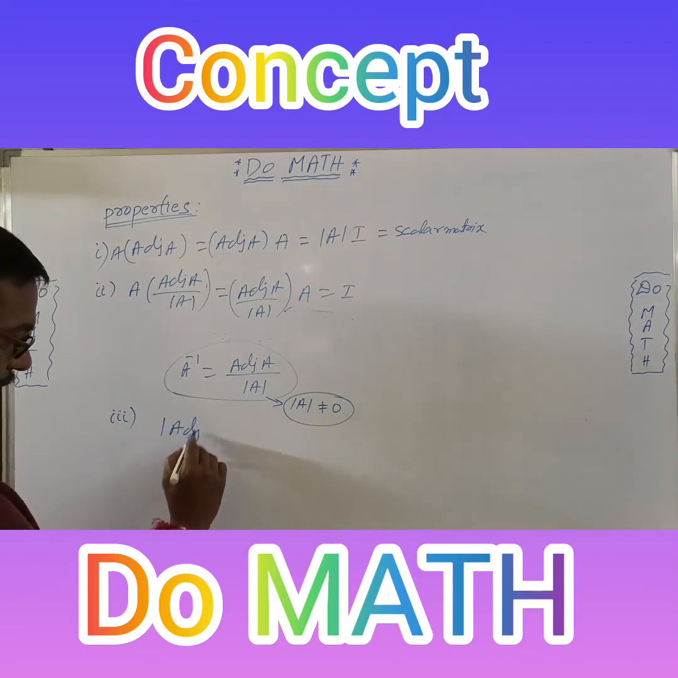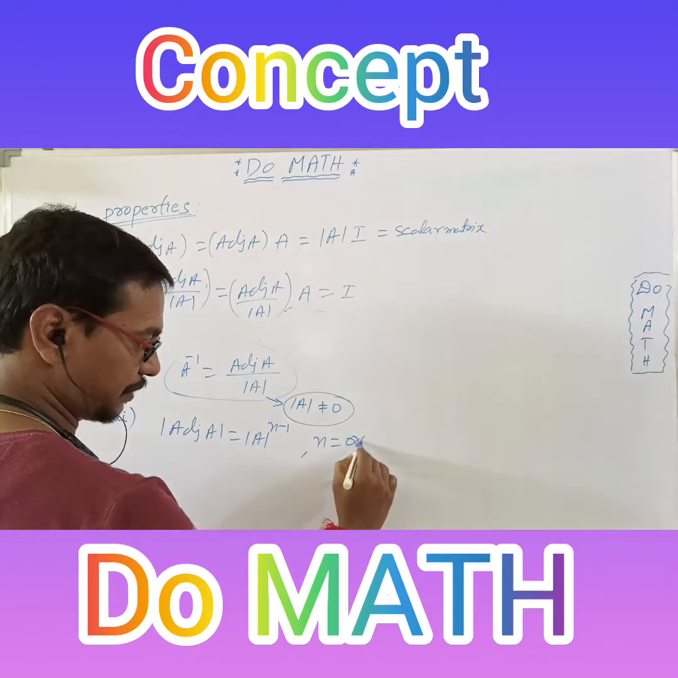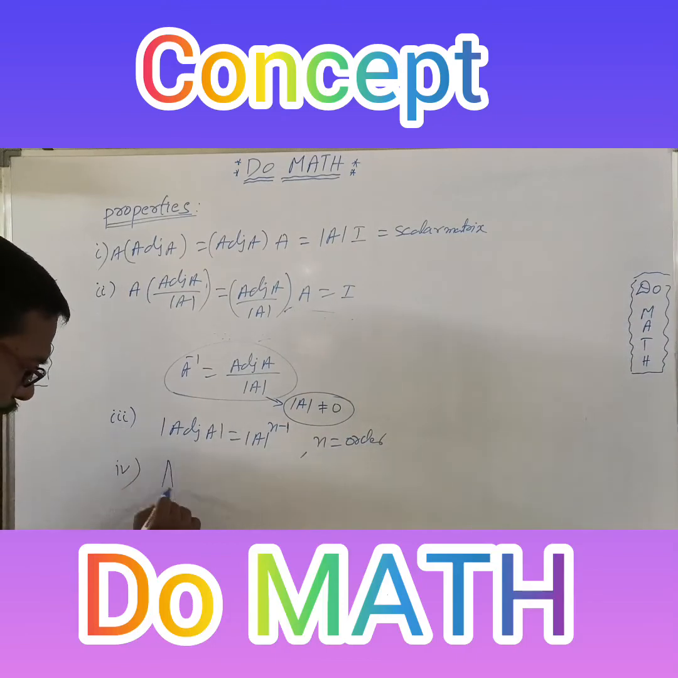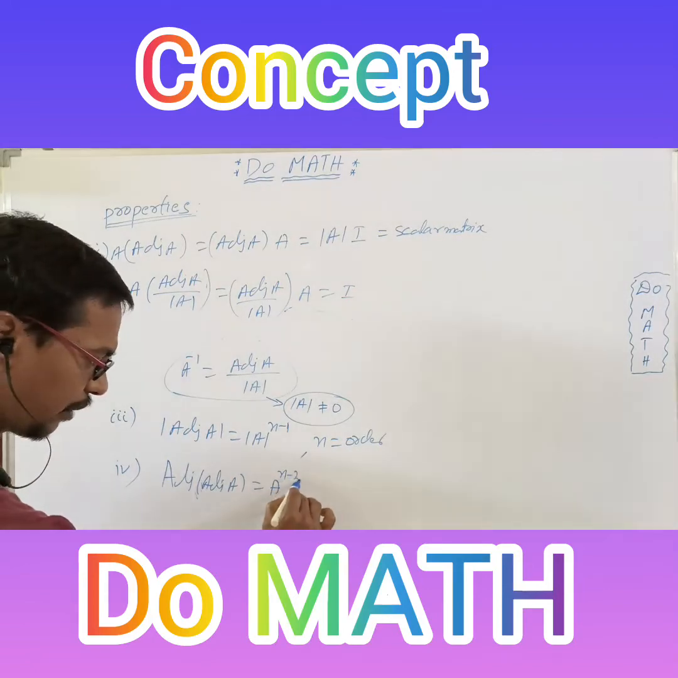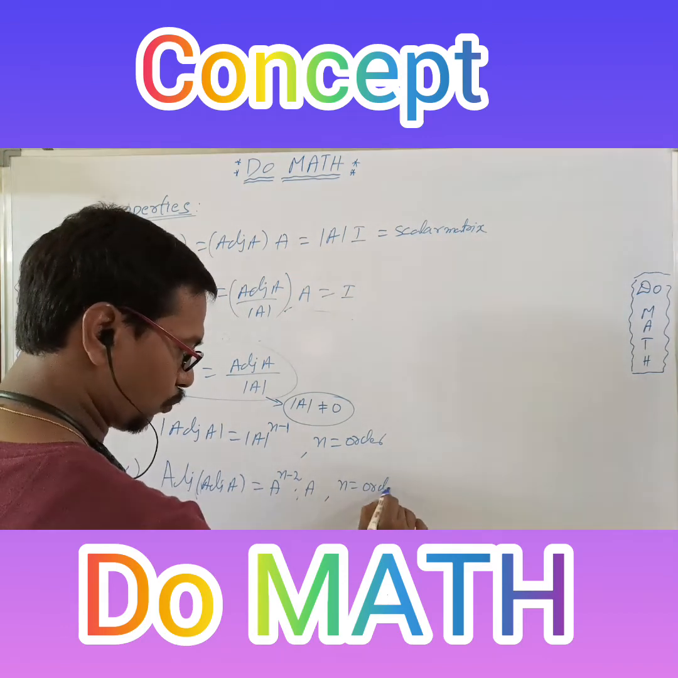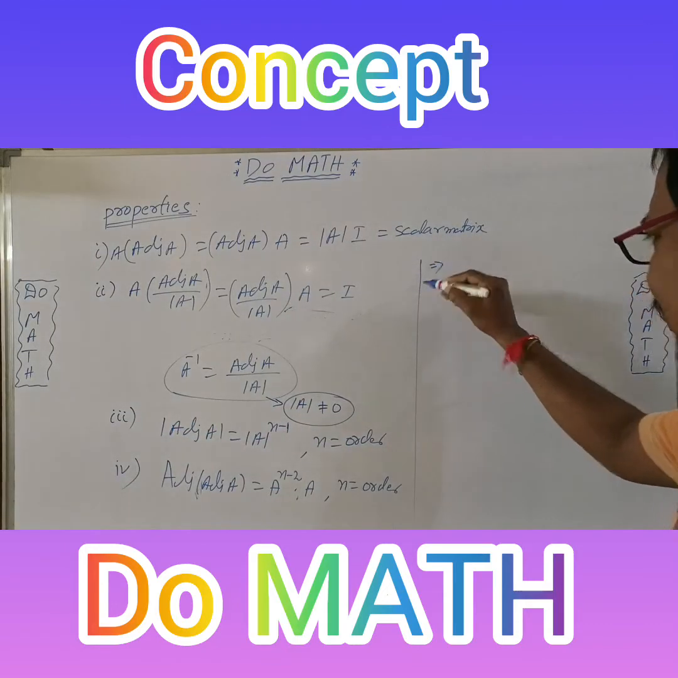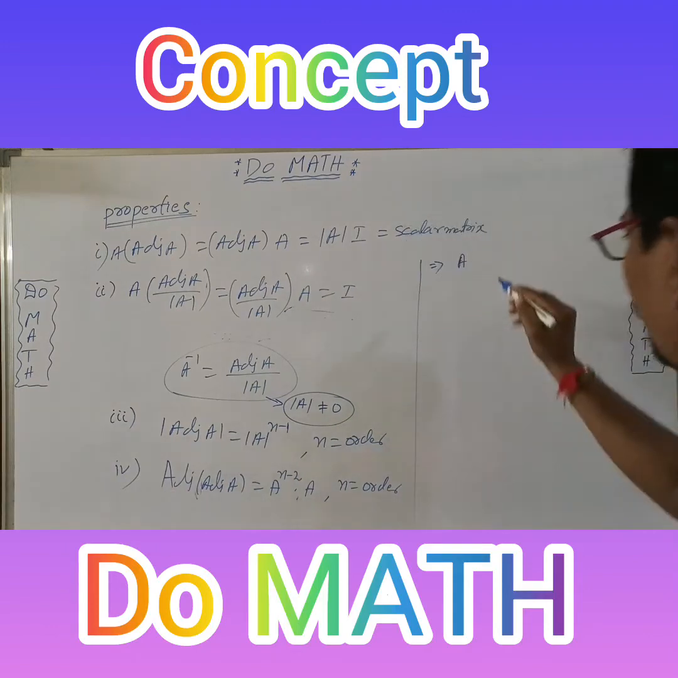Determinant of adjoint A is det A power n minus 1, where n is the order of the matrix, one of the important formulas. And adjoint of adjoint A is equal to det A power n minus 2 into A. Here also n is the order. So small n represents order always.